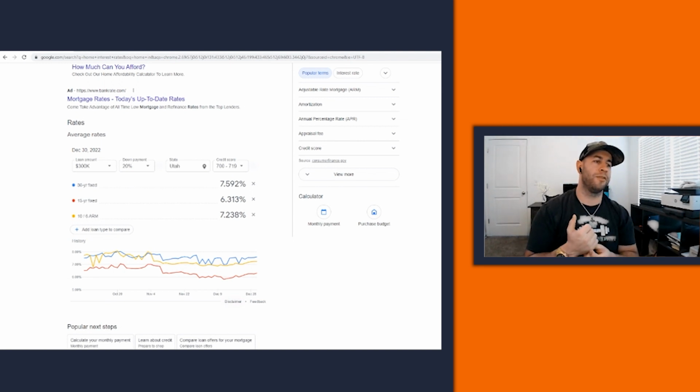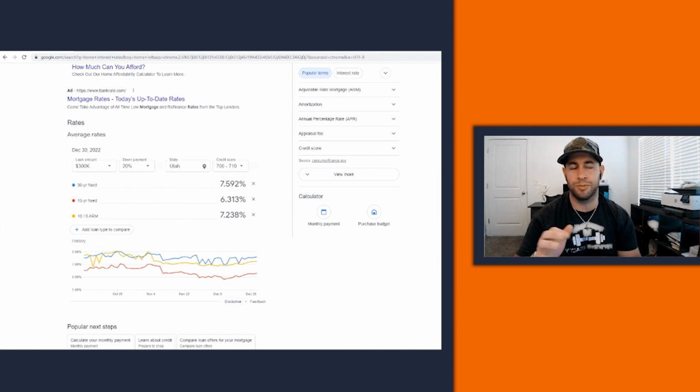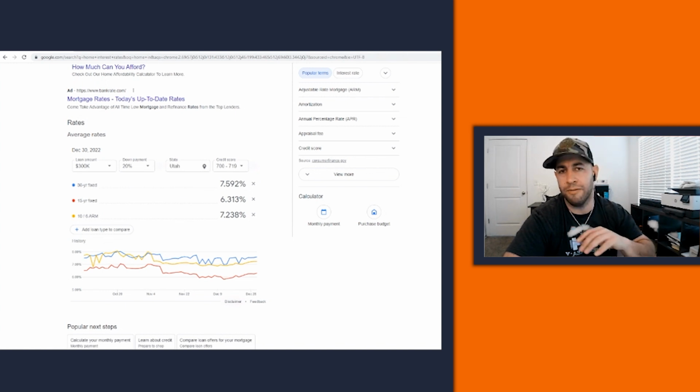So without further ado, let's start with the mortgage interest rates. They are up about 0.5%, maybe 0.6% from last month to this month. And so you can see now we're at this 7.592% in the 30-year fix. Obviously, this is just some raw data. Everybody's situation is going to be different. So talk to a lender before you take this as advice, because there are a lot of buy down programs and all sorts of crazy stuff you can do with lending to get a different rate.